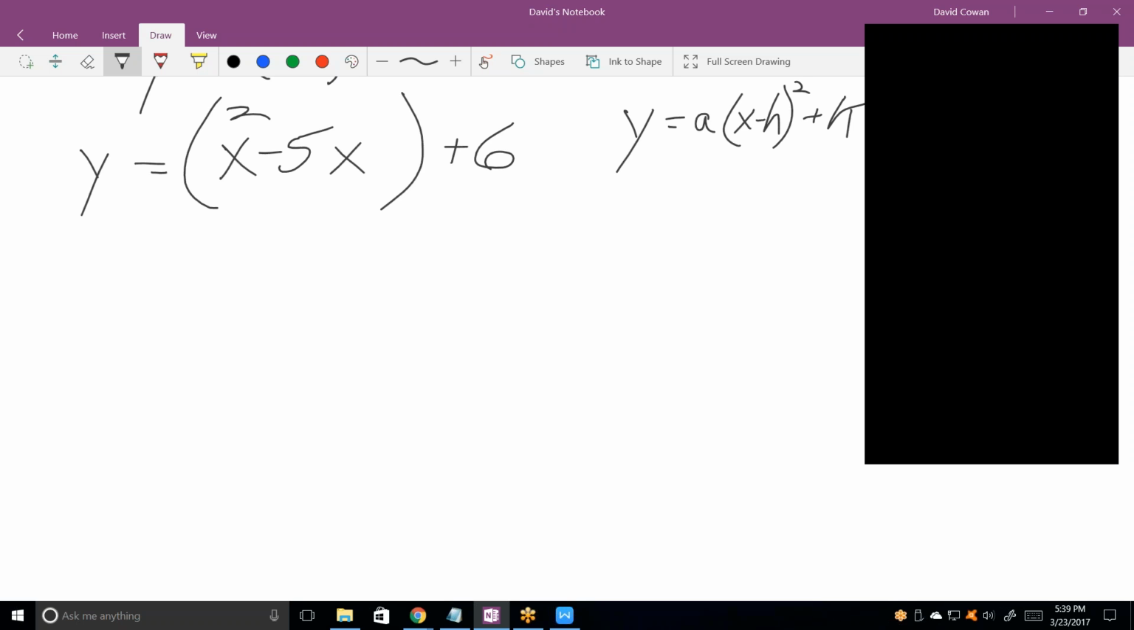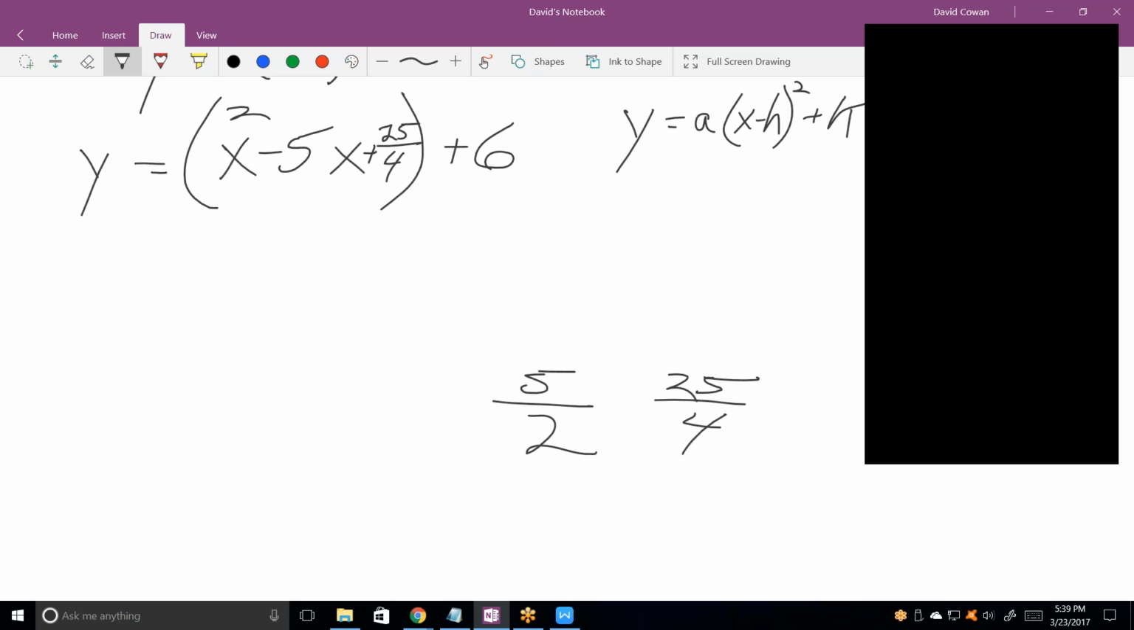Well, the way you complete the square is you take half of the coefficient of the x term and square it. What's half of 5? 2.5. Well, let's call it 5 halves. Now square that, and you get 25 fourths, right? That's what I have to add, is 25/4 right there.